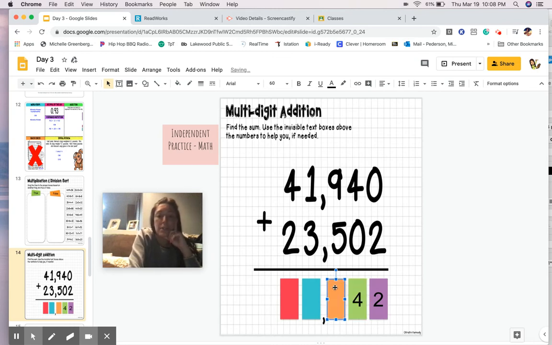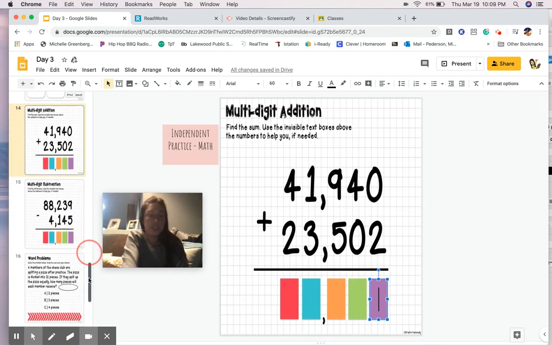9 plus 5 is 14. So here's my 4, and then I click above to carry my 1. 1 plus 1 is 2. 2 plus 3 is 5. 4 plus 2 is 6. So there is my answer. Okay? And again, if you're smart and you pause the video, you can just fill in the answer.